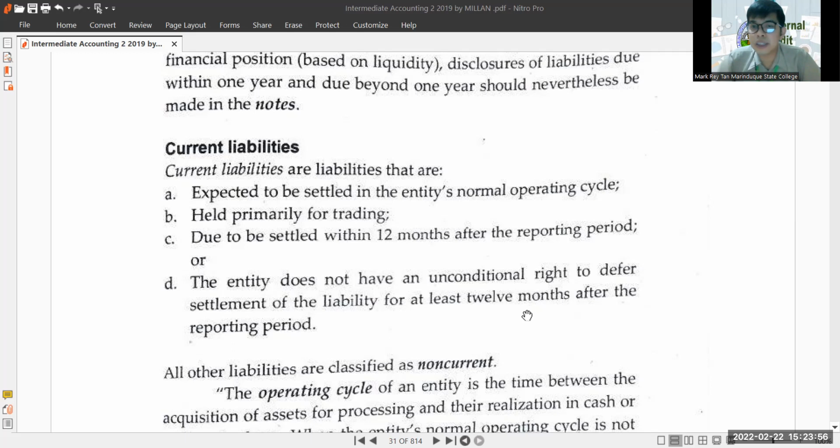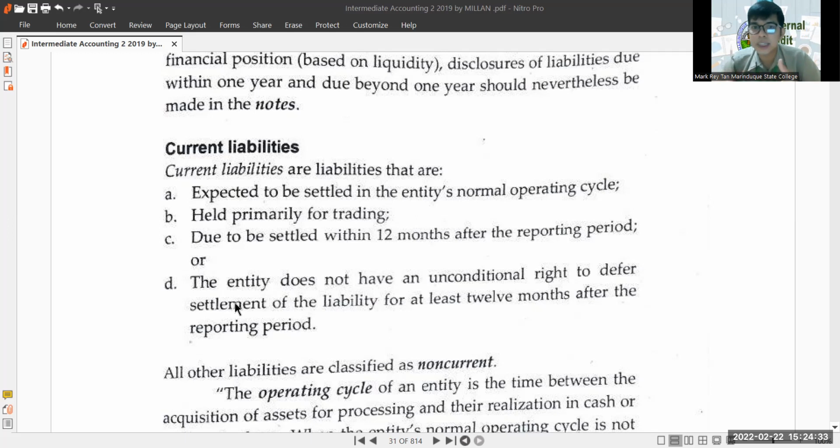So, ang reporting period ulit ng entity is December 31, 2022. So, ibig sabihin, after December 31, 2022, yung entity is wala siyang right na i-delay or i-defer yung pagbabayad for at least 12 months. Ibig sabihin guys, ng at least 12 months, yung pagbabayad is hanggang December 31, 2023. So, ibig sabihin, kung wala siyang right na i-defer within that duration, consider siya as current liability pa din.